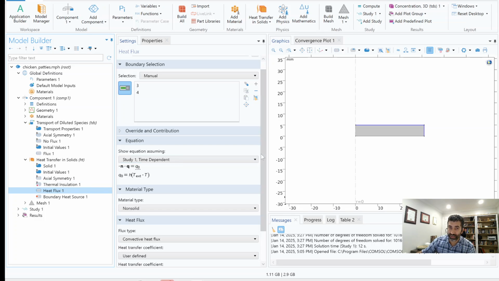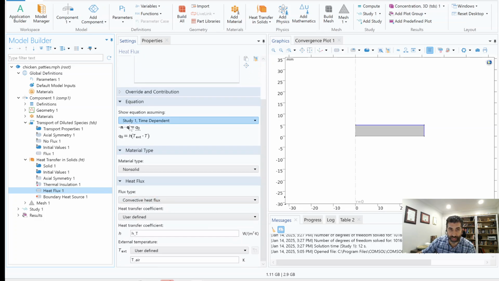We also have it for heat flux, right? This is convective heat flux. Again, we can see the equation, n dot q is equal to q naught. I don't know why they put this in separate things, but then they have the exact same expression there.